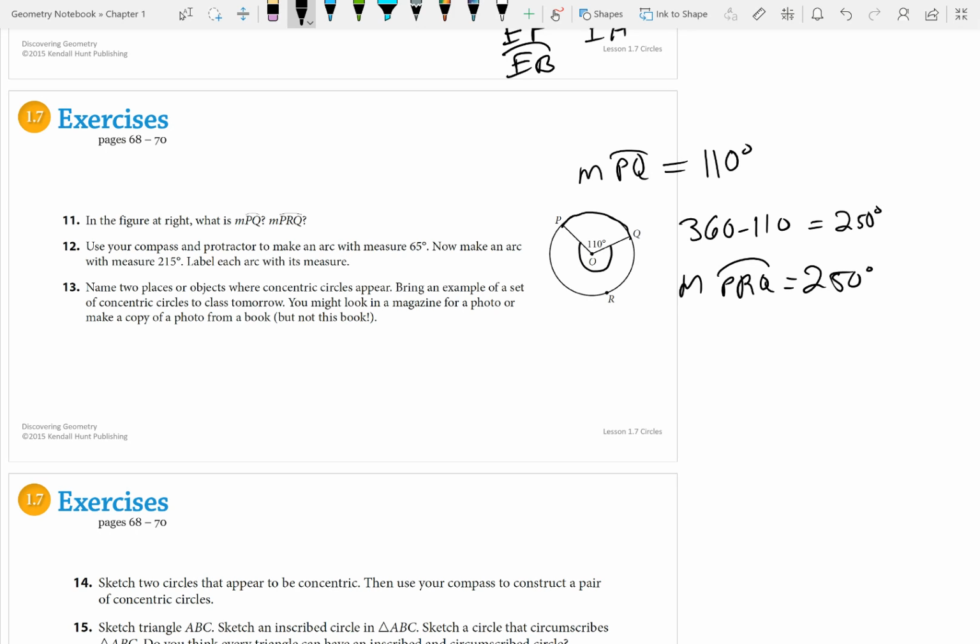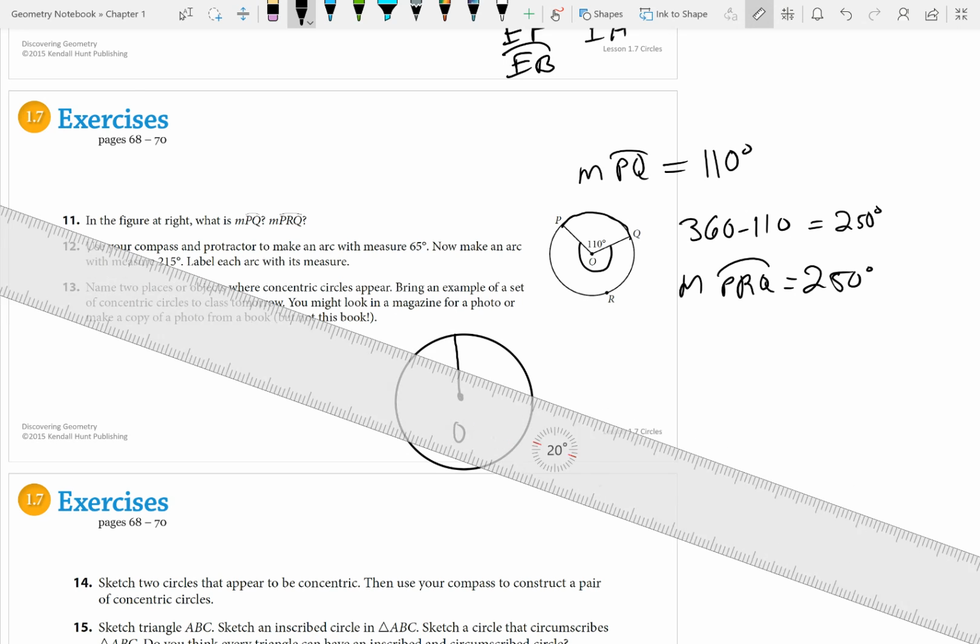Number 12, use your compass and protractor to make an arc with measure 65 degrees. Now make an arc with measure 250 degrees. So again, what I'm going to do is draw a circle. I'm going to turn on ink to shape so I can get a better circle. Go ahead and use your compass to draw a circle. Okay. So now that I have that, I'll label the center point O, and I'll draw a radius, okay? Use your protractor to go ahead and draw a 65-degree angle.